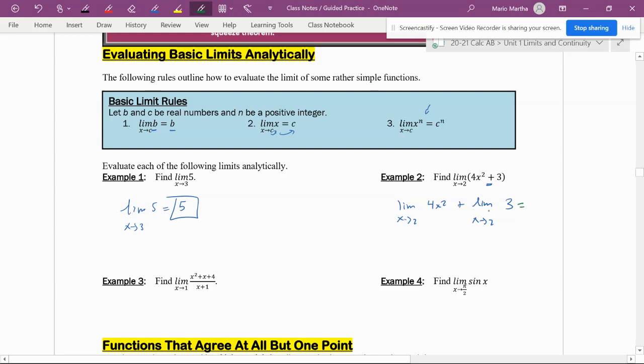So here, the first one, again, we do substitution, and then we have a constant multiple. So first we plug it in, so we're going to get 4 times 2 squared, and then the limit of a constant remains a constant, so that's equal to 3. So this is going to be 4 times 4 plus 3 equals 16 plus 3, which is 19.